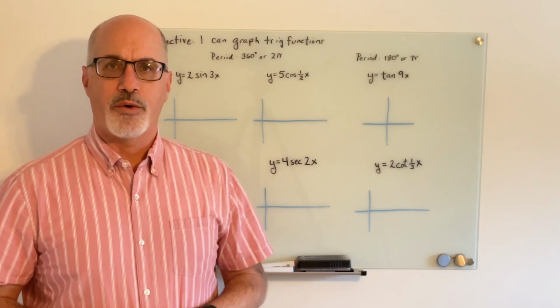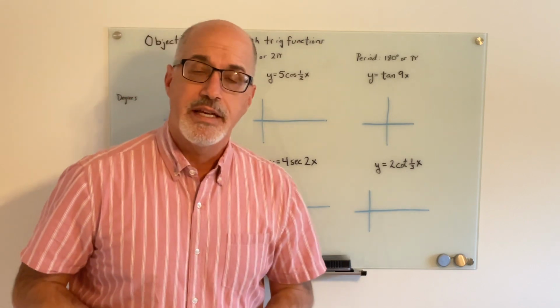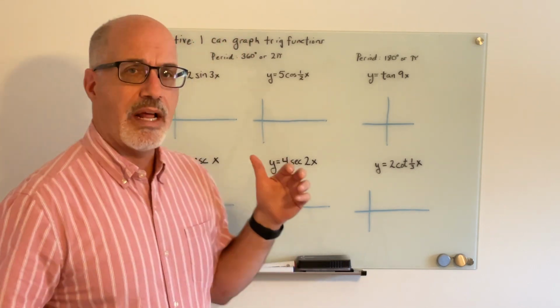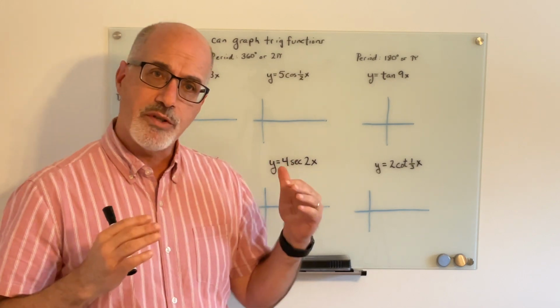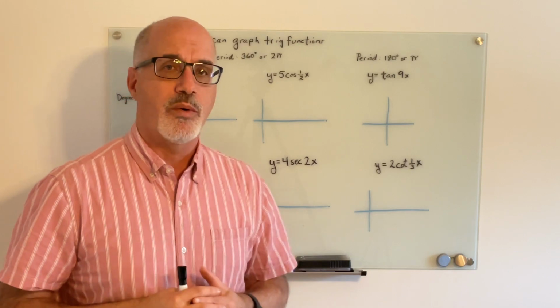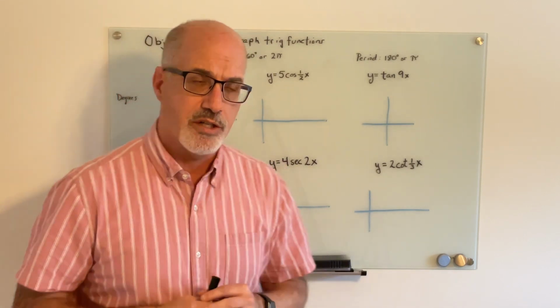This is a video about graphing. My objective is I can graph trig functions. We're going to look at the 6 trig functions here, and we're going to talk about how they might change with amplitude and with period. We're not going to do translations on this video, either horizontal or vertical translations.